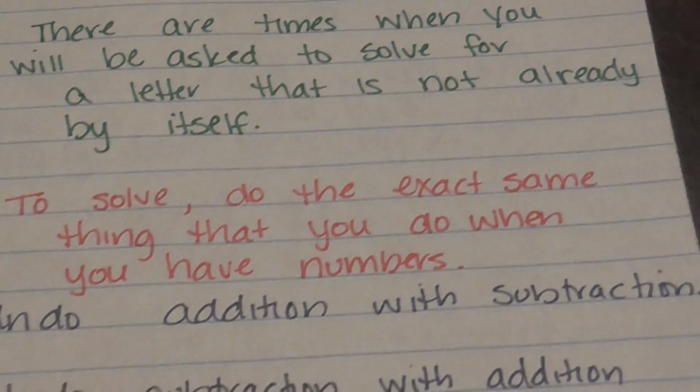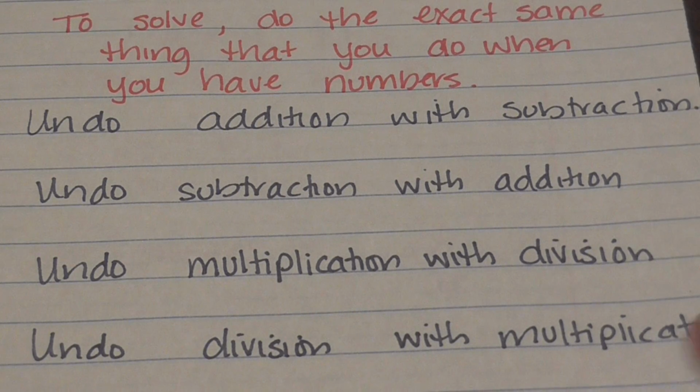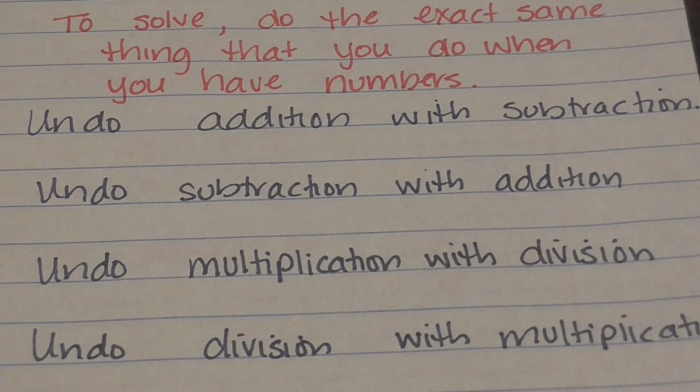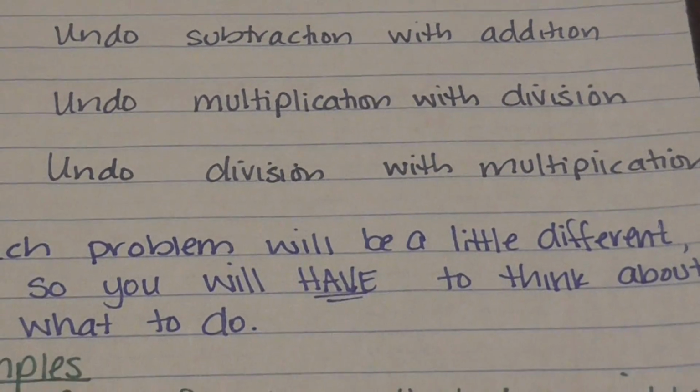So just like what you were doing, to undo addition, you're going to use subtraction. To undo subtraction, you'll use addition. You're going to undo multiplication with division. You'll undo division with multiplication. Those are the inverse operations for each other.